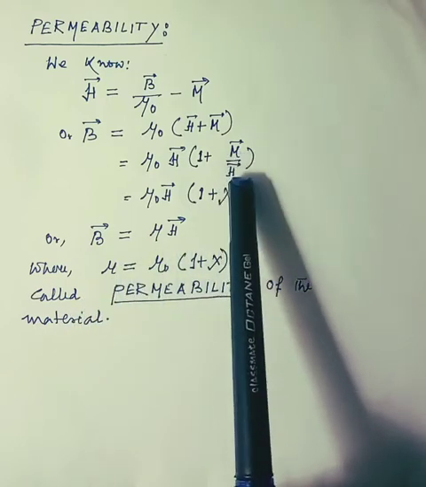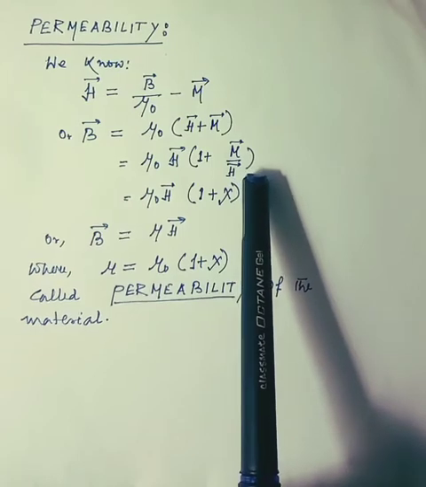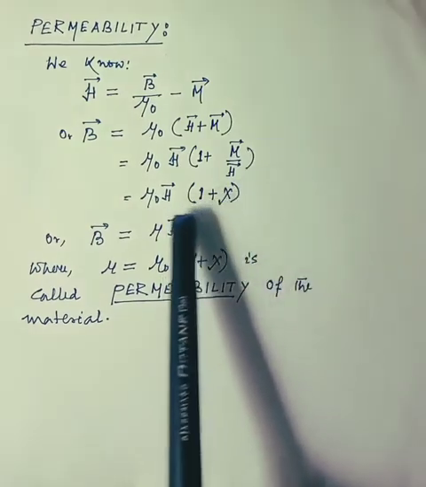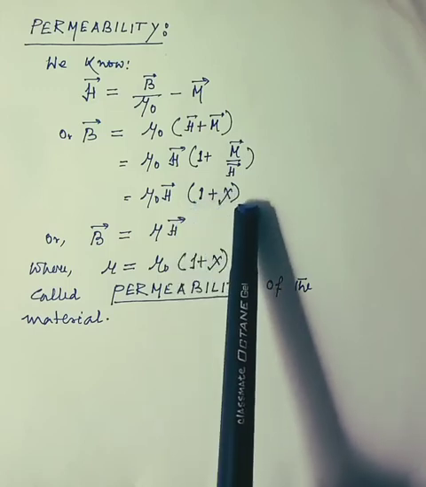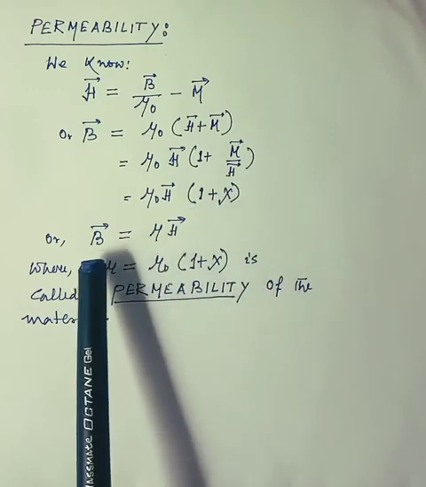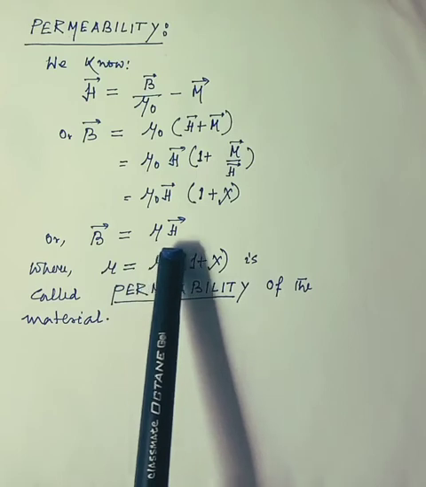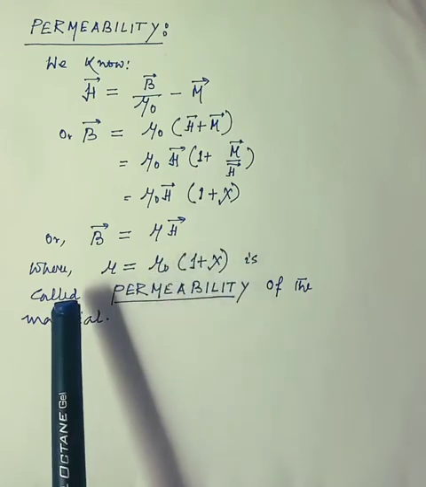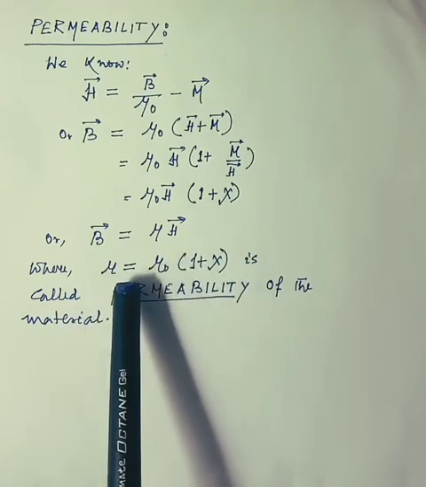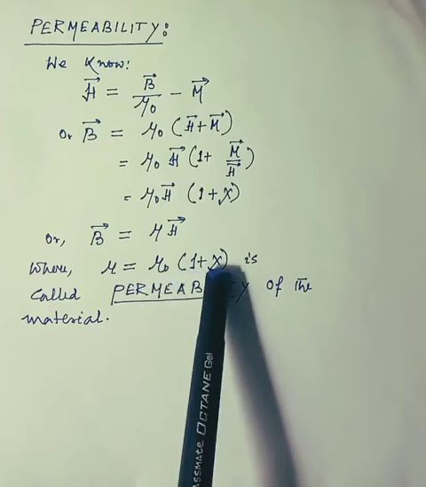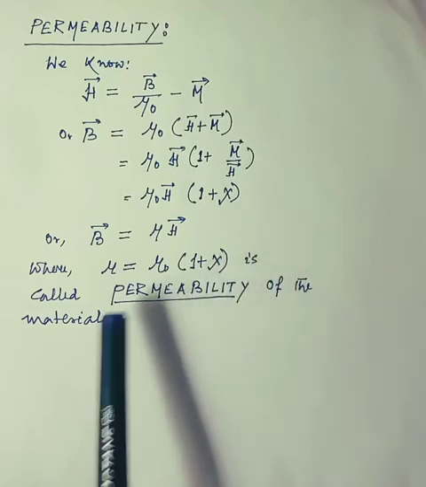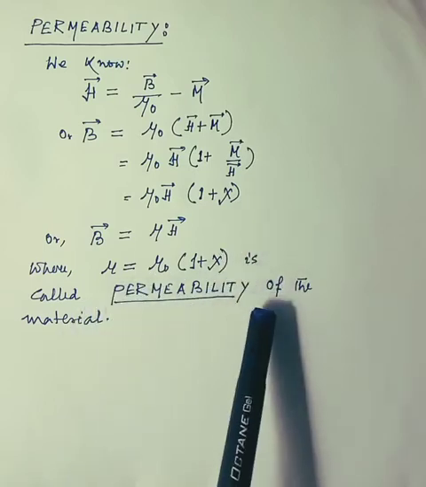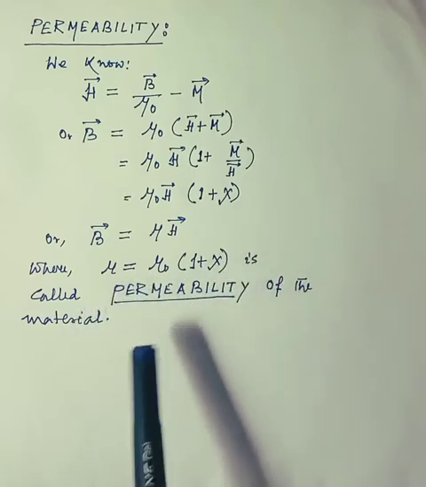Now this M bar by H bar is equal to chi, that is susceptibility, so the relation becomes mu naught into H bar whole thing into 1 plus chi, or you can write B bar is equal to mu H bar, where the quantity mu is equal to mu naught into 1 plus chi, as is obvious from this statement, and this is called the permeability of the material.